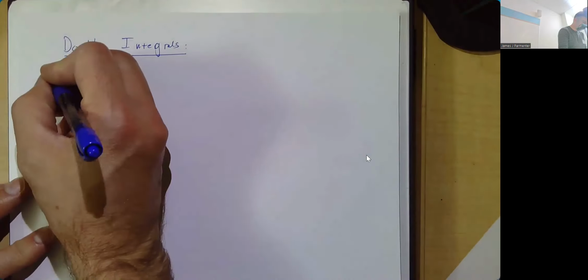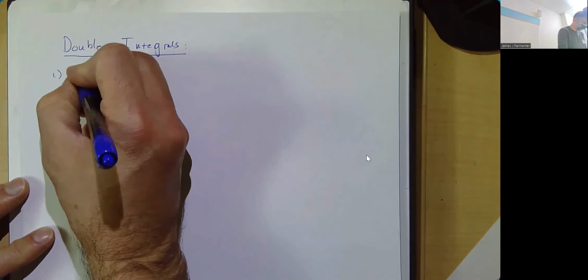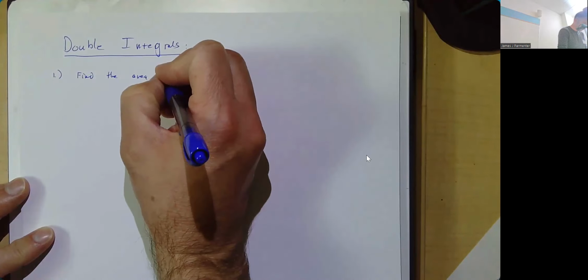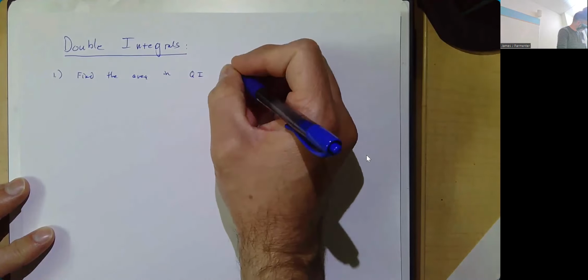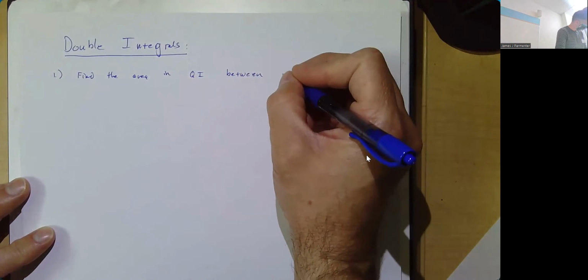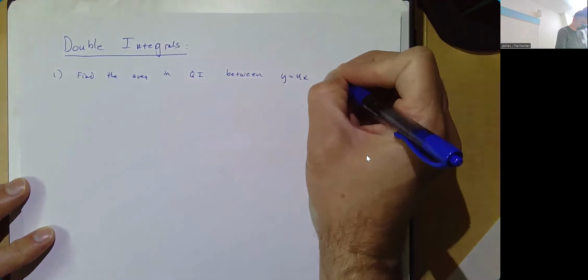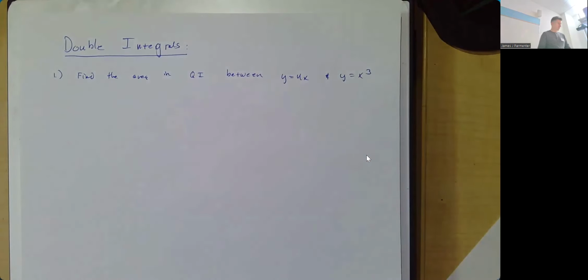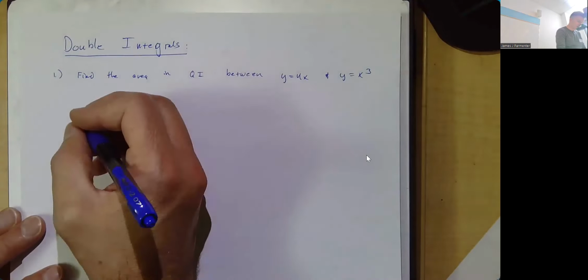So let's start off with the following. We want to find the area in quadrant 1 between the curves y equal to 4x and y equal to x cubed. And first, we're going to do this using just a single integral, because that's the way I would have thought of it before I saw double integrals. So let's draw a picture.